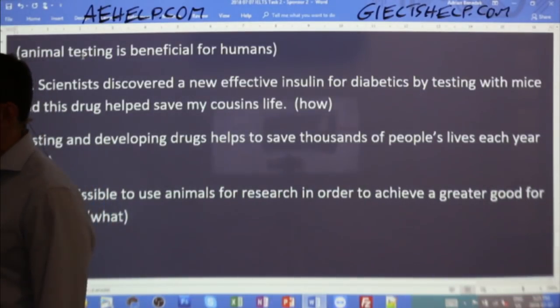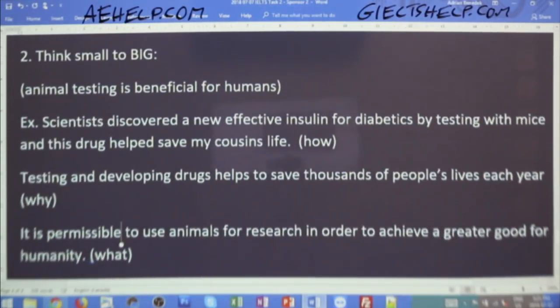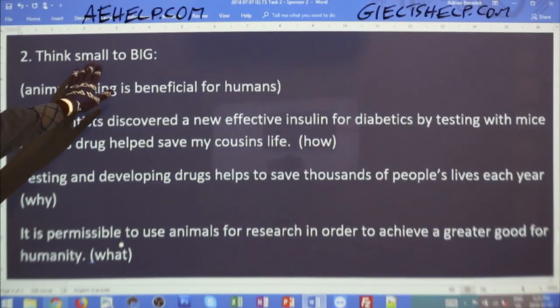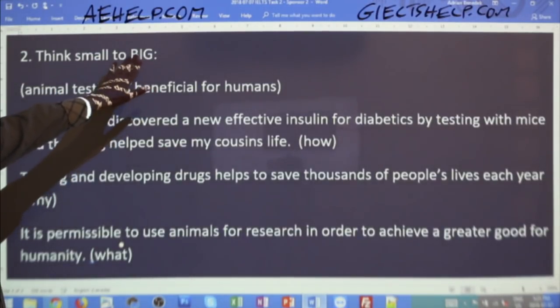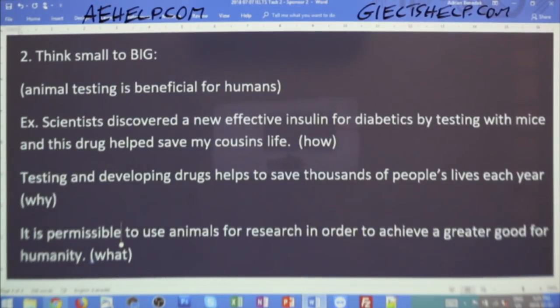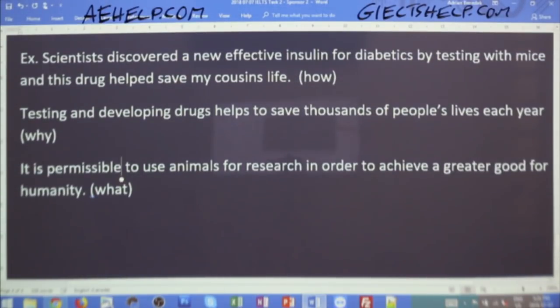All right, so notice the reverse here. So going from the small, meaning from the example, from the how, towards the big picture, going towards the what, the main idea. So here we use the second point, animal testing is beneficial for humans. And then here we have this. By the way, Baljit, if you missed the question, it's also in the stream description, okay?